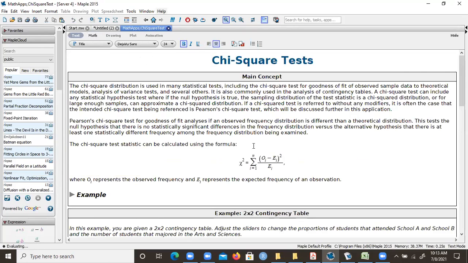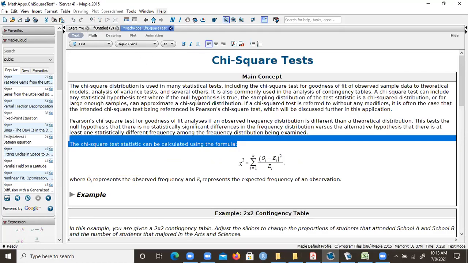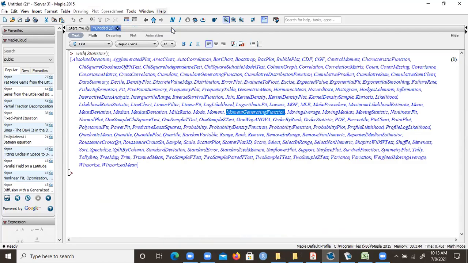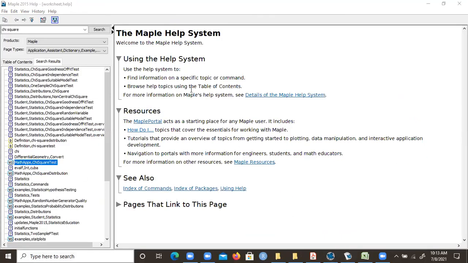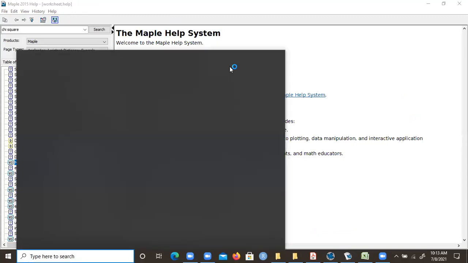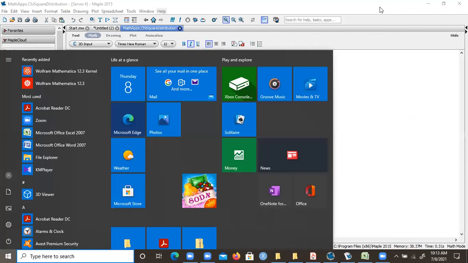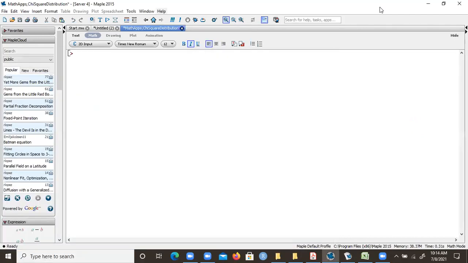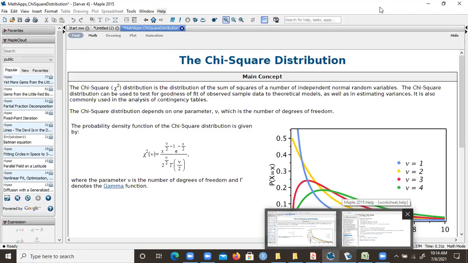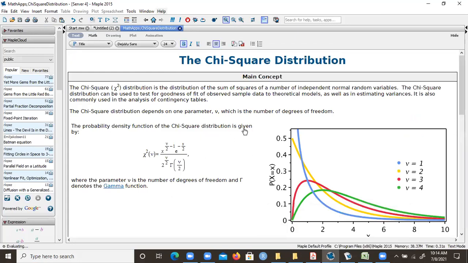I'm going to use this one, MathApps chi square test. Sorry, I have clicked on something else. I don't want this, just a minute. I want this one, MathApps chi square distribution. Yeah, so this is the thing.